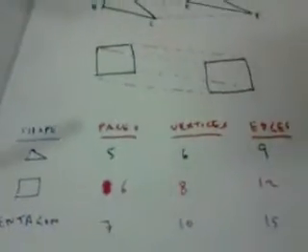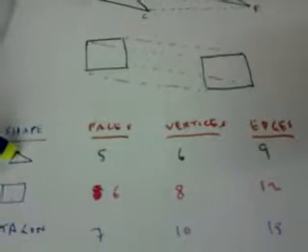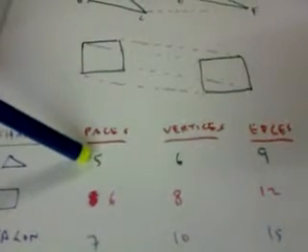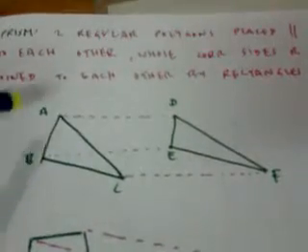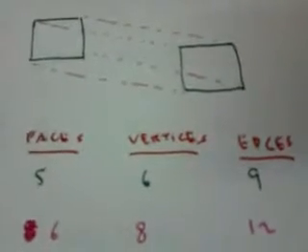Now look at this figure. If the prism is in the shape of a triangle, number of faces is 5. Let us see how it is 5. One face ABC, DEF is the second face, ADEB is another rectangle, ADFC is the fourth face and BEFC is the fifth face. Now how many vertices are there? There are 6 vertices: A, B, C, D, E, F.